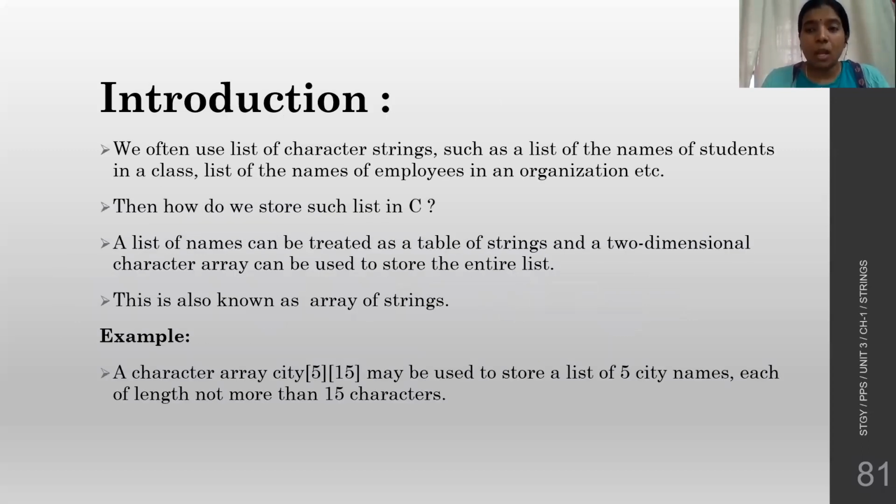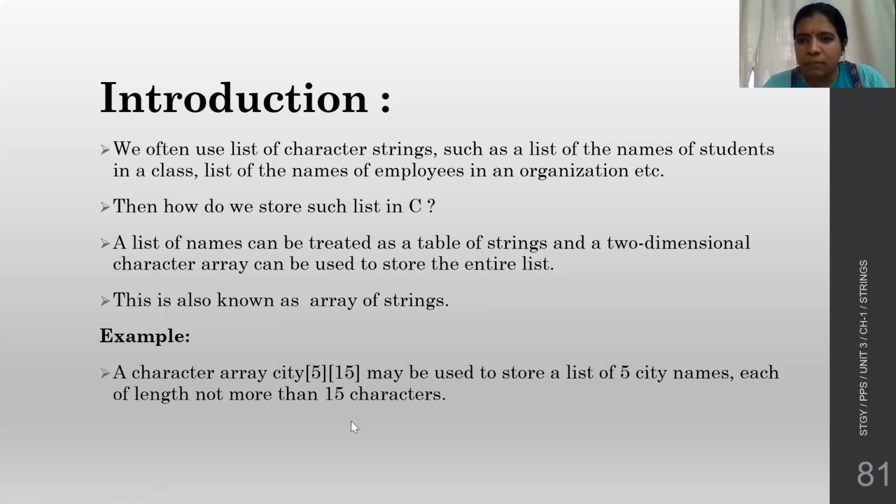Introduction. What do we need to understand? If I want to store multiple names, multiple strings together, then we use an array of strings, also called a table of strings. We often use a list of character strings, such as a list of names of students in a class, or a list of employees in an organization. Then how do we store a list in C? A list of names can be treated as a table of strings or a two-dimensional character array and can be used to store the entire list. This is also known as array of strings. So array of strings, table of strings, and two-dimensional character arrays all mean the same.